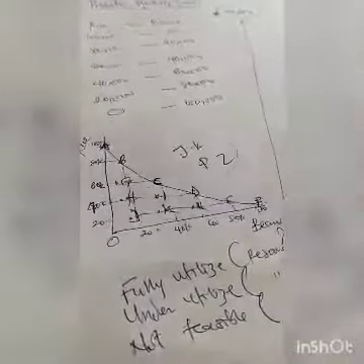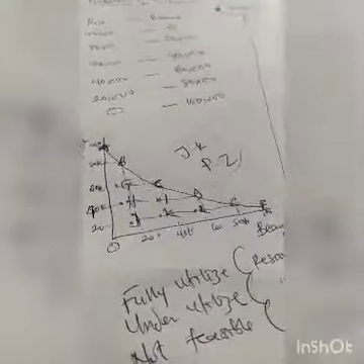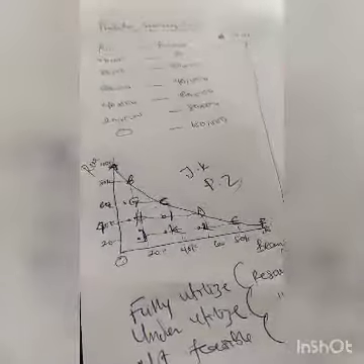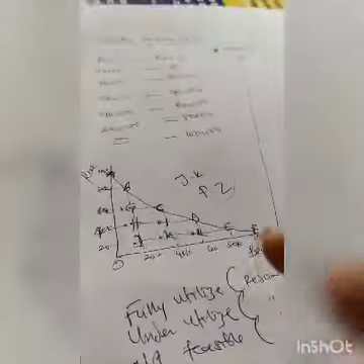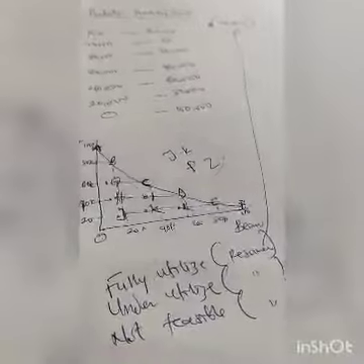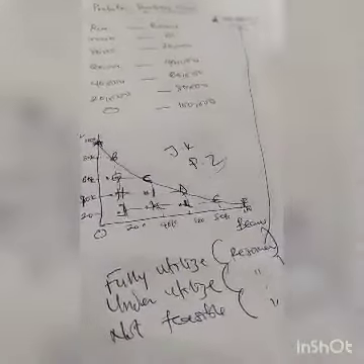Now, for those of you that are writing JAMB or WAEC, what kind of possible question can you experience here? Number one, they'll ask you, with the aid of a well-labeled diagram, explain production possibility frontier, or production possibility curve, or production possibility boundary. These are the three possible names they can give you. With a well-labeled diagram, explain production possibility curve.